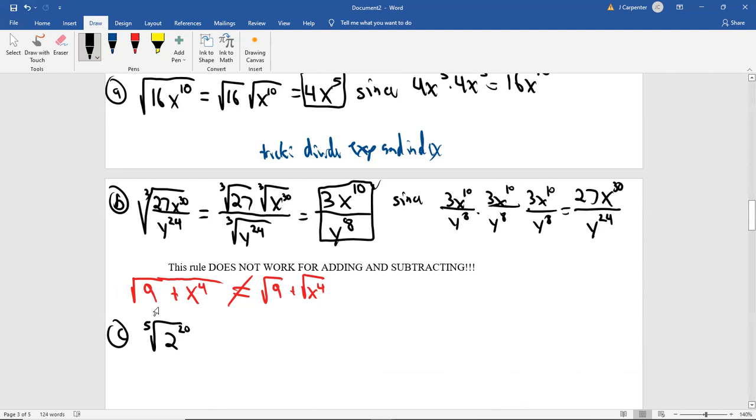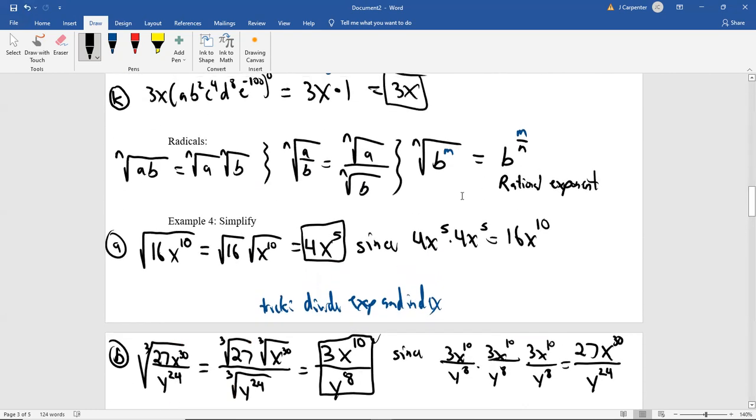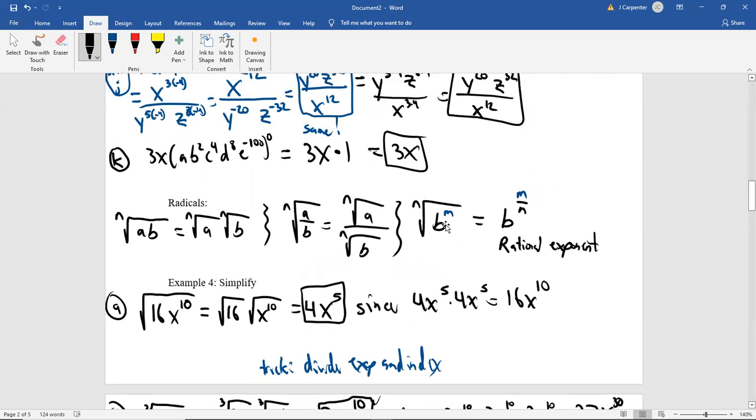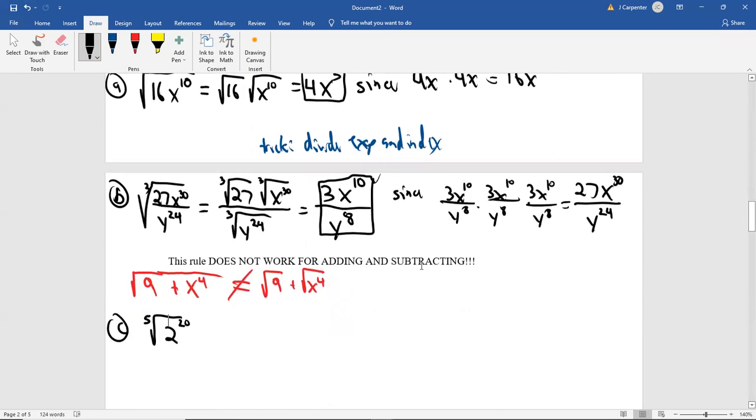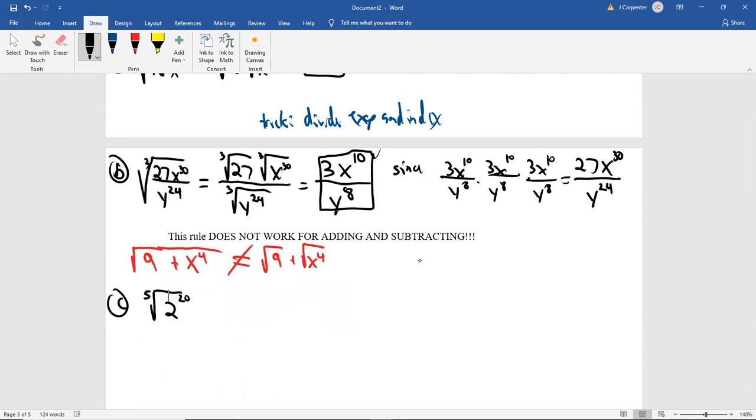You can simplify this by using that 3rd rule up here that says we can switch from radical form to rational exponent form. Because this would be a pain in the butt to evaluate 2 to the 20th, let's just change this format to 2 raised to the 20 over 5. Again, the exponent becomes the power in the top, the index becomes the denominator. So it's another little this or that moment that you have to keep track of.